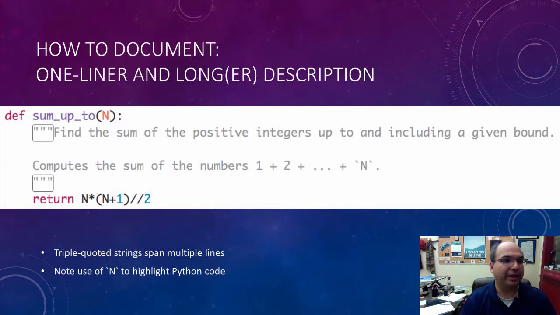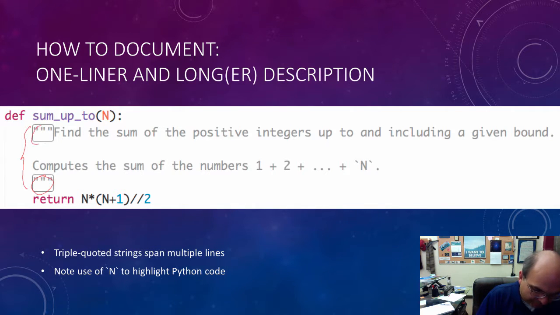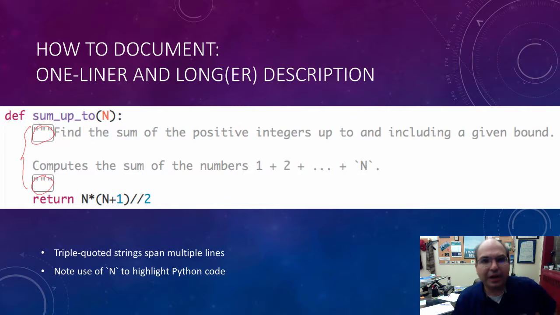So let's go through that. We want to have a one line and maybe a longer description. So here is define sum up to n. Here is the documentation. And you'll notice that we have 3 double quotes. Three double quotes is actually just a way of starting a string in Python. We've seen strings before. We've seen them with single quotes. We've seen that you can also use double quotes. Well, you can also use triple quotes: double quote, double quote, double quote. I guess that's a hexa quote, okay?